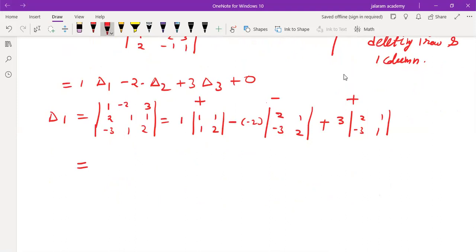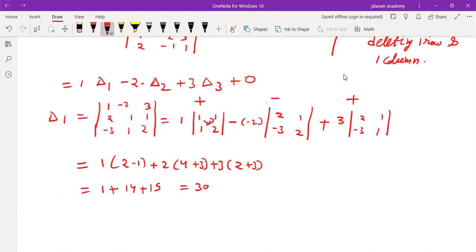Equals 1 into 2 minus 1. We know that we multiply it in this way. Minus minus plus 2 into 2, 2 twos are 4, minus minus 3 is plus 3, plus 3 into 2 minus minus 3 is 2 plus 3. So it is 1 into 1 plus 2 sevens are 14 plus 3 fives are 15, equals 30. So the value of this delta 1 we have obtained is 30.